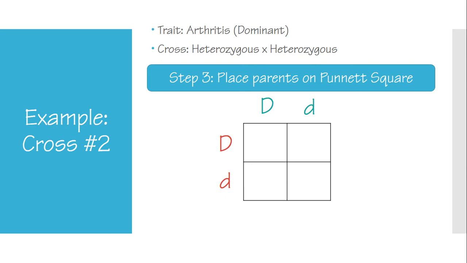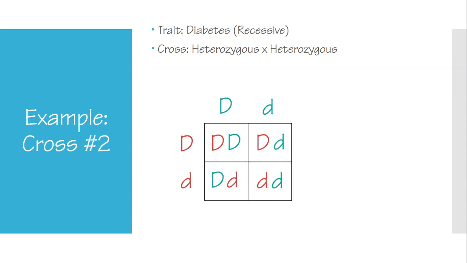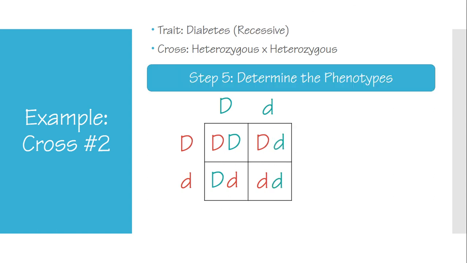You're going to pull the capital D from the left across. Step 4, cross the parents by completing the Punnett square. So we'll pull the capital D across, and then we'll pull the lowercase d across. We'll pull the capital D down, and then the lowercase d down. And so step 5 involves determining the phenotypes.